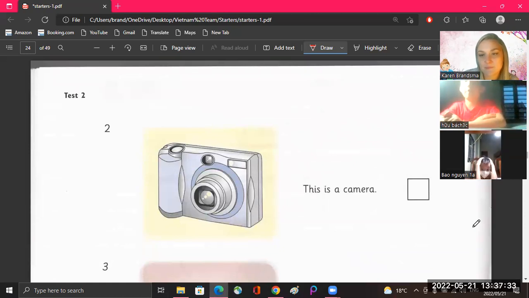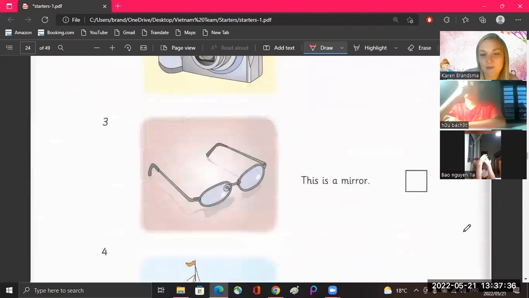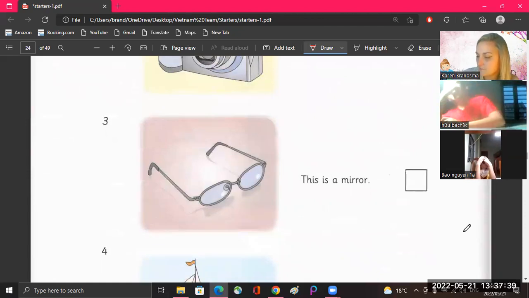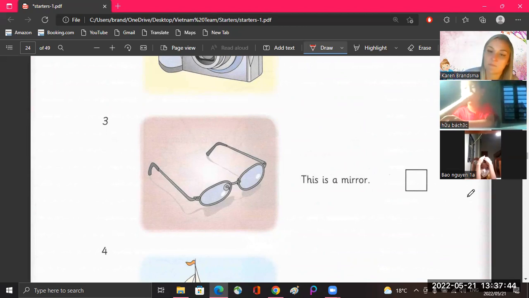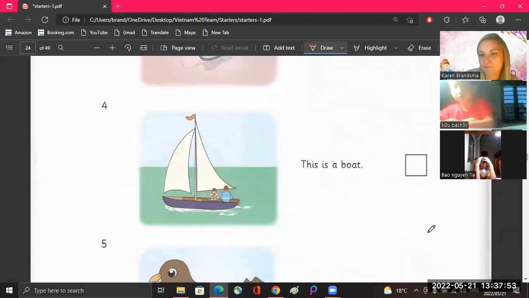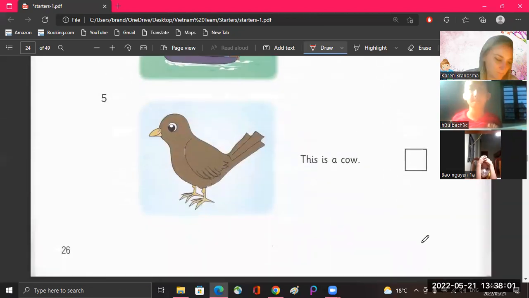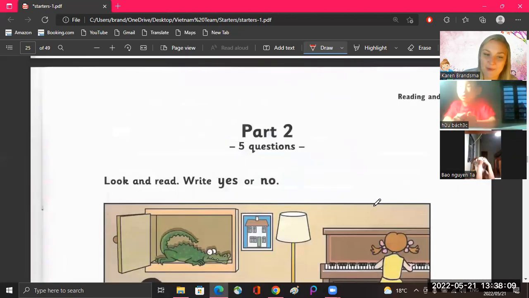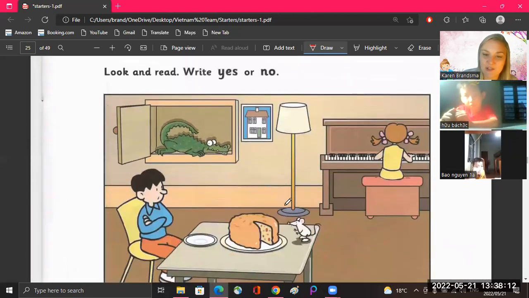This is a camera, tick. Good. Nguyen, number three. This is a mirror. Cross. What is it? It's glass. Very good. Number four, Bach. This is a boat. Tick. Good. Five, Nguyen. This is a cow. Cross. What is it? Bird. Yes, a bird.